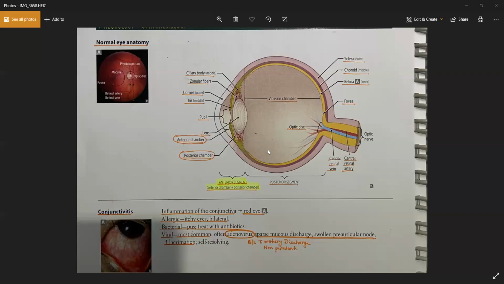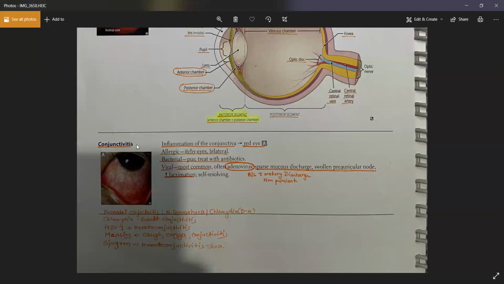So please note that all of the retina has a single supply from the central retinal vein and artery, but the macula has dual blood supply. All the other parts have only one blood vessel supply.